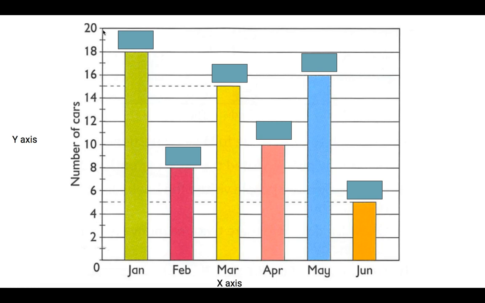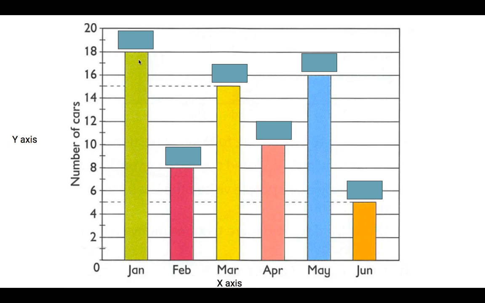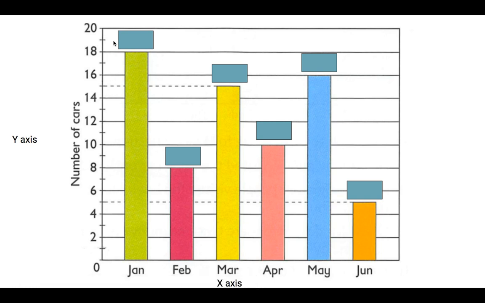Why did the designer of this choose to make the scale end at 20? Well, because the highest number of car sales in 1 month was 18. So you're not going to go much higher than 18, and you're certainly not going to go lower than 18. You'll see for the scale that the designer chose to make each line represent two cars. So you'll notice 0, 2, 4, 6, 8, 10, 12, 14, 16, 18, 20.